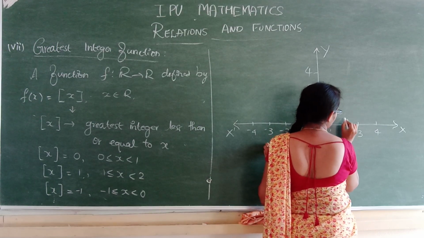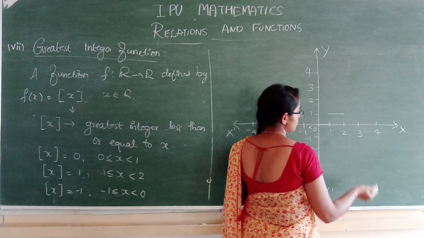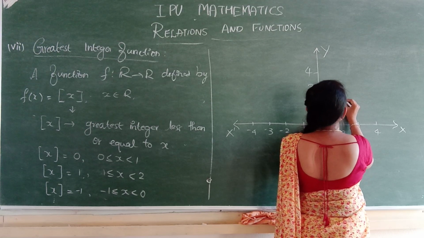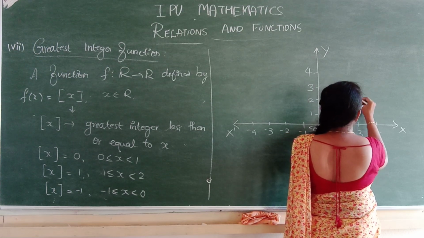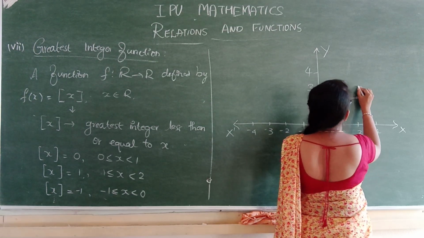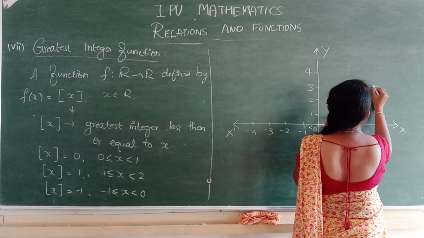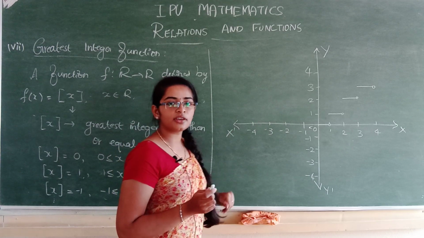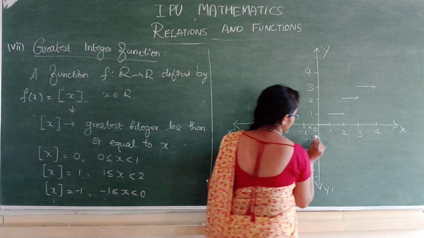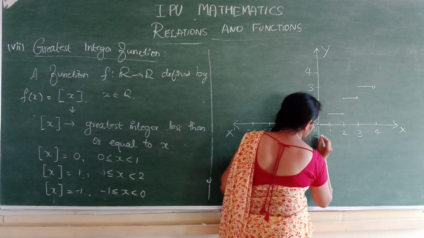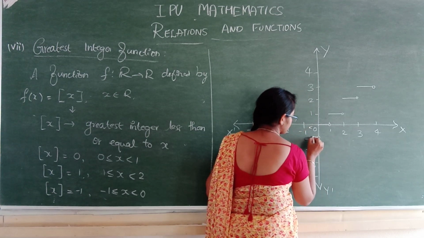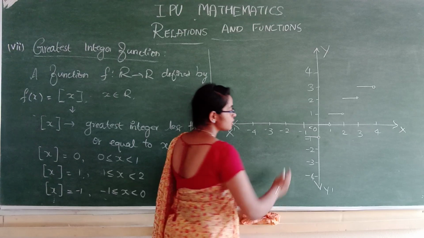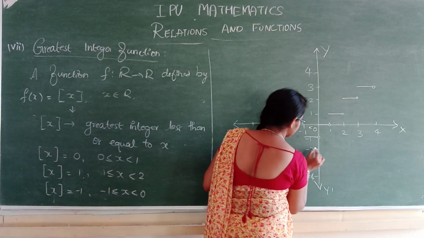So like this I have here an open circle. And again for 2, the greatest integer less than or equal to 2 is 2. And for 3, the greatest integer less than or equal to 3 is 3. Like this I get steps. Similarly on the negative side I have an open circle here. See, the greatest integer less than or equal to -1 is -1.